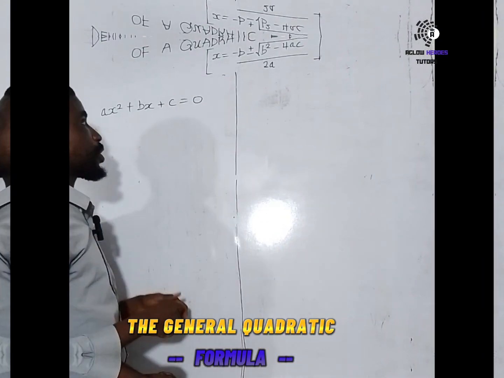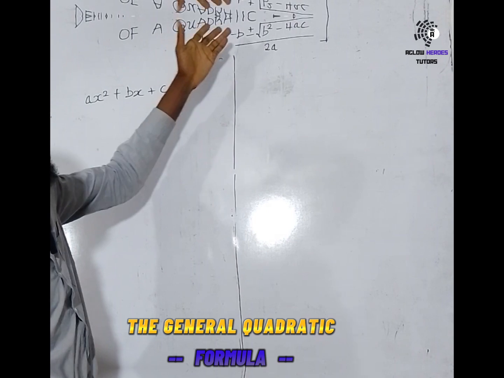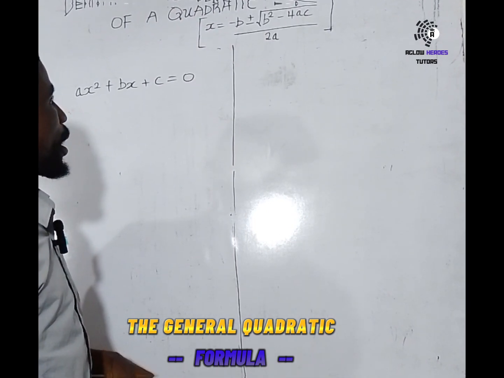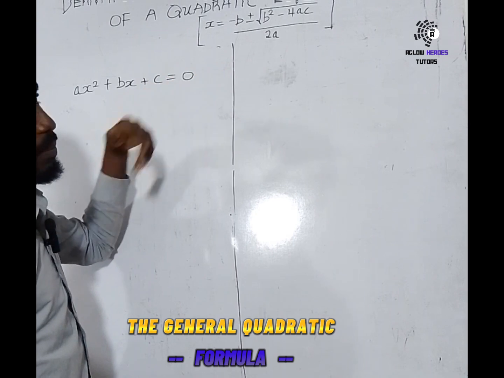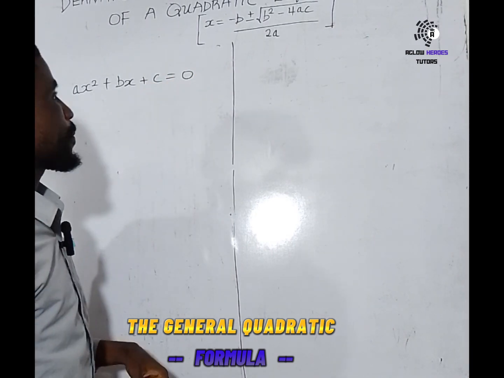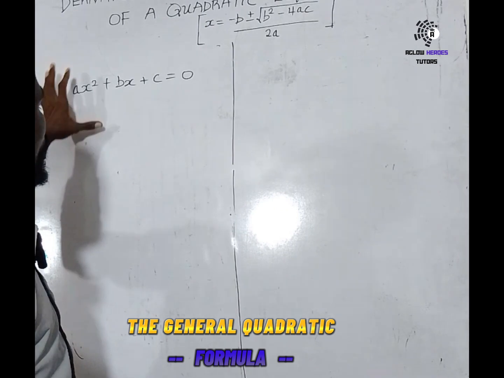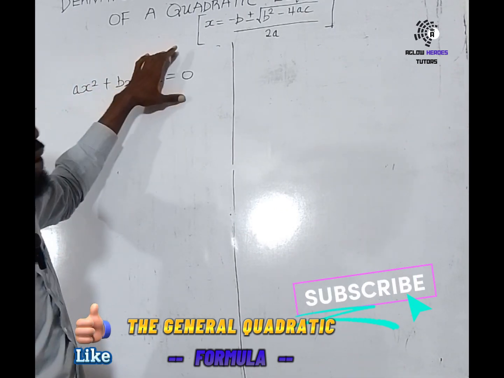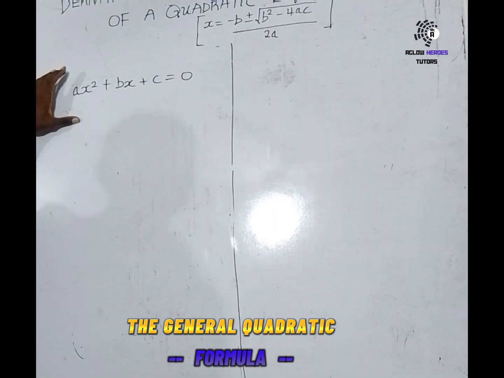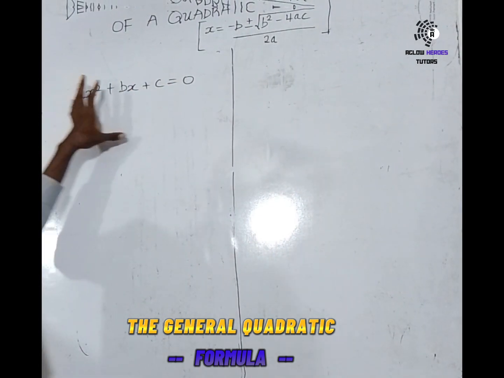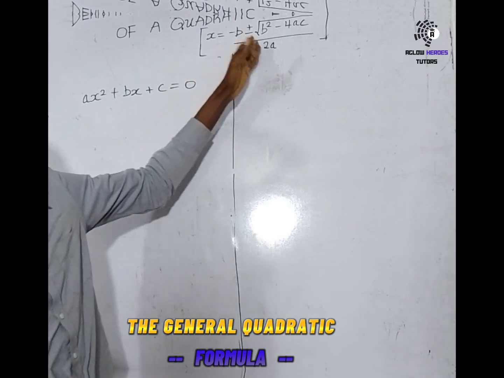So today we are going to be considering the general quadratic formula, also known as the almighty formula. So how do we derive the almighty formula? This kind of question comes out in WAEC essays. So that is why we are going to be looking at how we derive it, starting from here, which is the general form of a quadratic equation. The form of a quadratic equation is ax squared plus bx plus c is equal to 0. So we are going to be using the completing the square method to get from here to here.